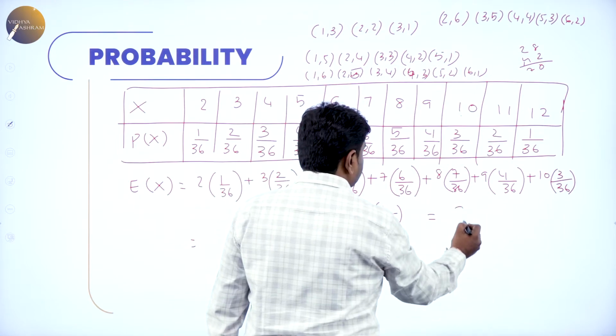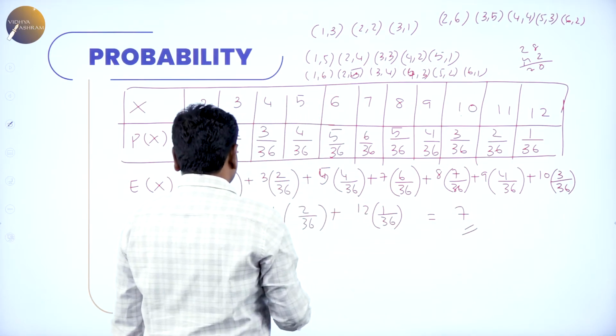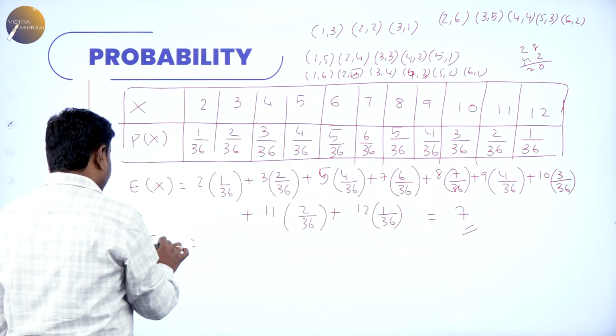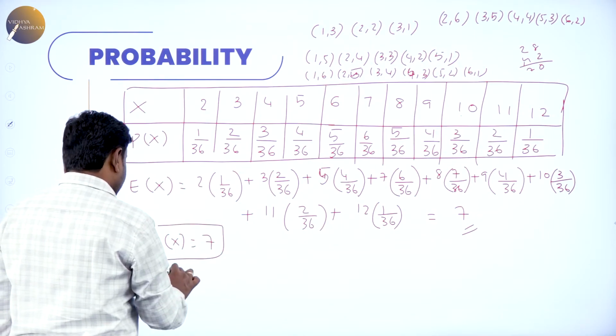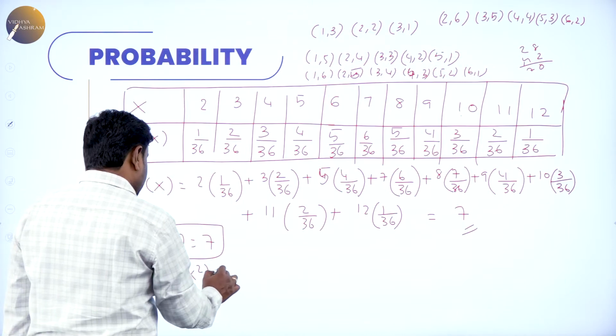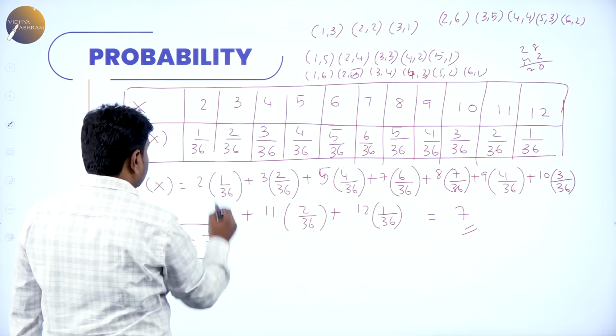After simplification you will get E of x as 7. So expectation E of x is 7, put it in a box. Now find E of x square. How to find E of x square? Multiply x square with probability.